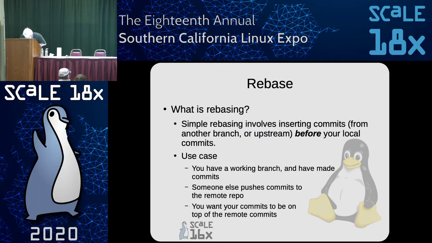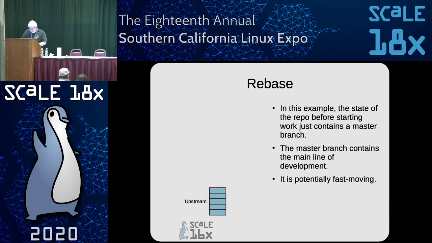So what is rebasing? There's two kinds of rebasing. We'll first talk about simple rebasing. Simple rebasing involves inserting commits from another branch or upstream before your local commits. So for example, you checked out some code, you've got a working branch, you've done some stuff, made some commits. Meanwhile, back at the ranch, someone else has pushed commits to the remote repository. However, when that happens, you want your commits to be on top of the remote commits.